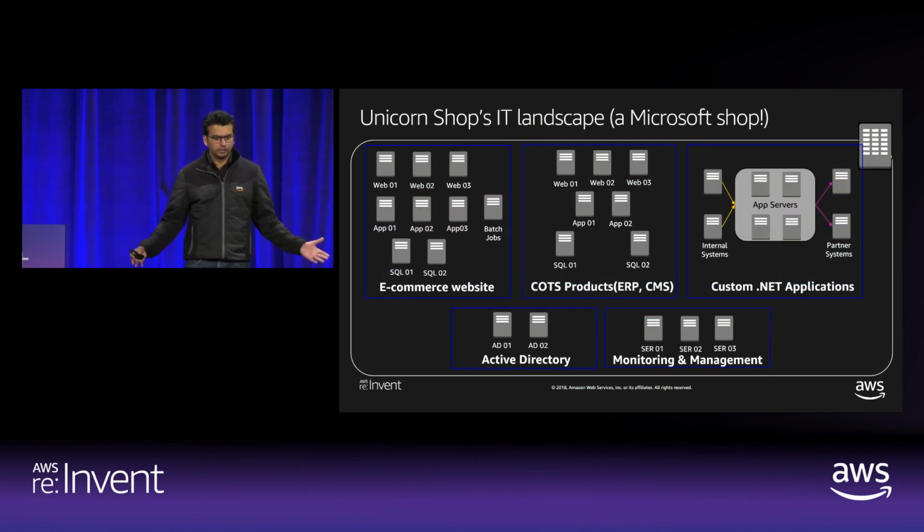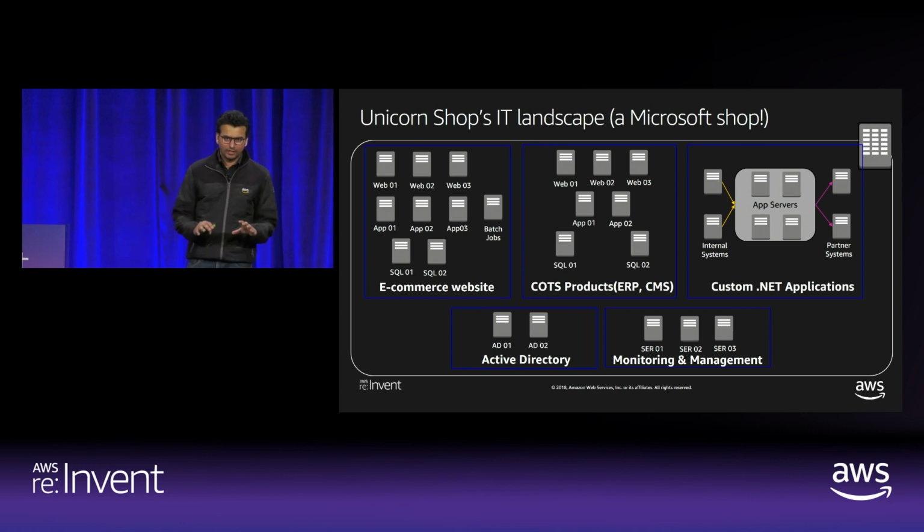So this is the typical IT landscape of Unicorn Shop. As you can see, it's an e-commerce site. It has COTS products like SharePoint, Dynamics. It has custom .NET applications. Of course, it has Active Directory to manage identities. And it uses System Center Operations Manager, SCOM, for monitoring and management, right? And if you look, it's a unicorn. It's a unicorn, yeah.